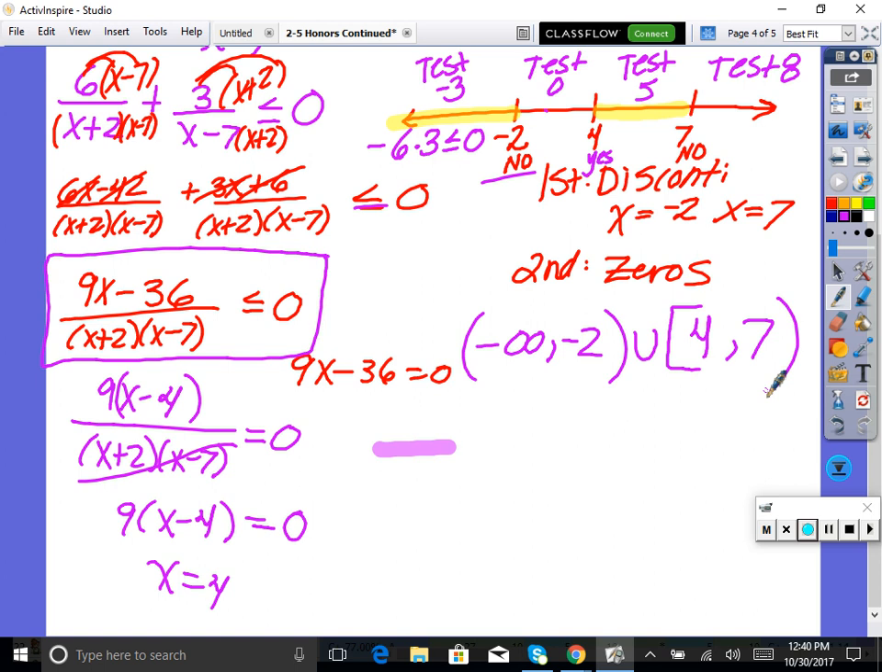Now, if you're curious, I know I taught you how to graph it, and look to see that this is truly the interval for x for which this function is less than or equal to 0. Okay. That's the end of the lesson.